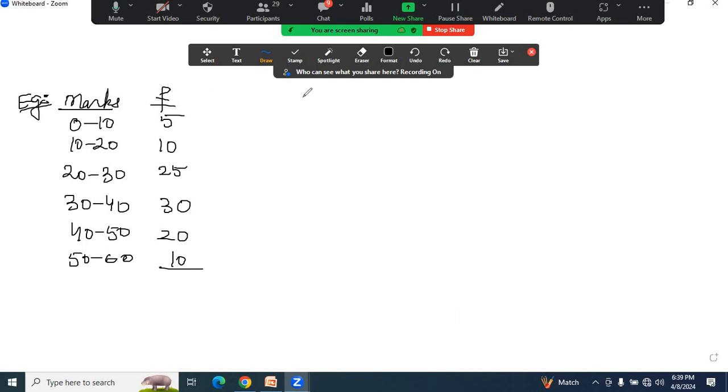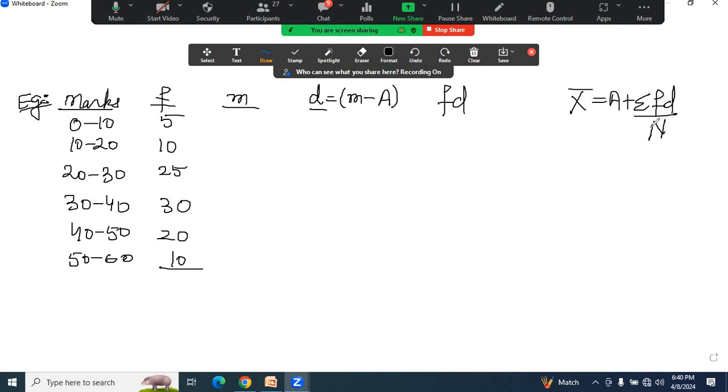I am giving you the hint points. Firstly you will find the mid value. Then from the mid value you will find the deviation. Deviation will be m minus a, whatever assumed mean you take, that will be the assumed mean. Then you will find FD, and then the formula you will apply: mean will be a plus summation fd upon n.